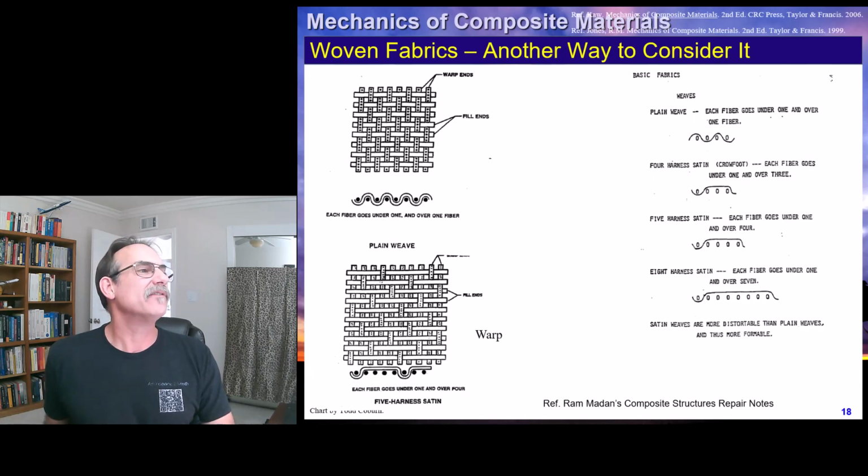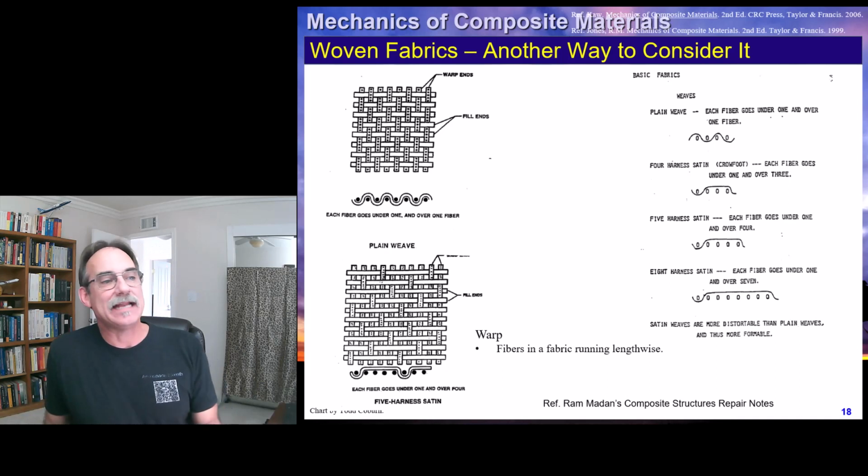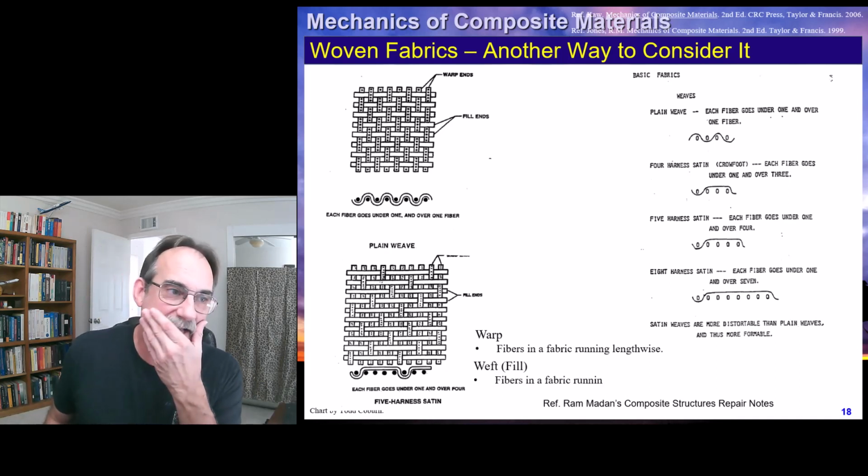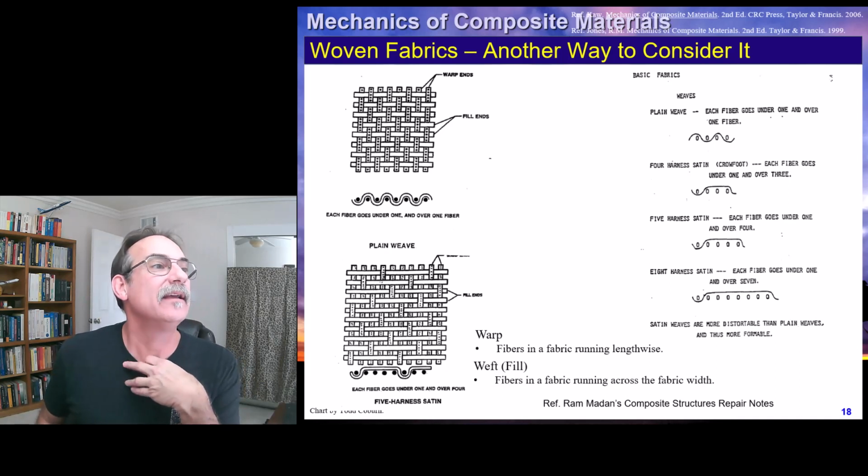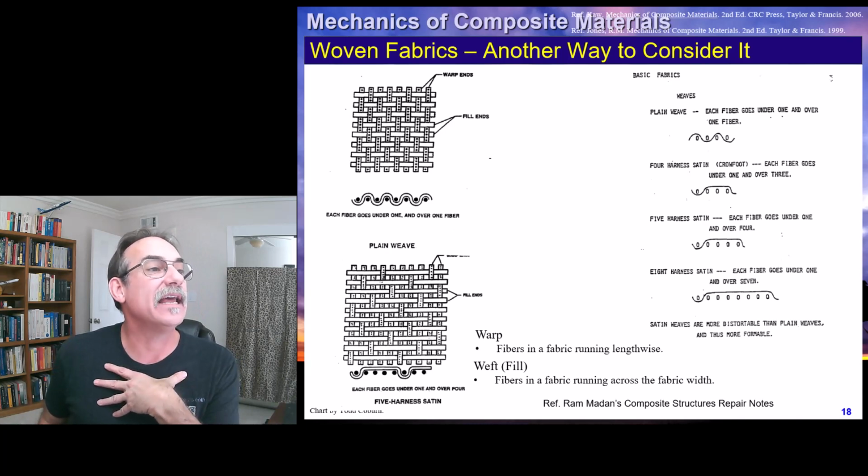This is another way of looking at these two pictures. These are from Ramadan's notes from a class he used to give at McDonnell Douglas and Boeing. And this is just showing, once again, kind of loosely, a plain weave, a 4 harness satin, a 5 harness satin, an 8 harness satin, and so on.